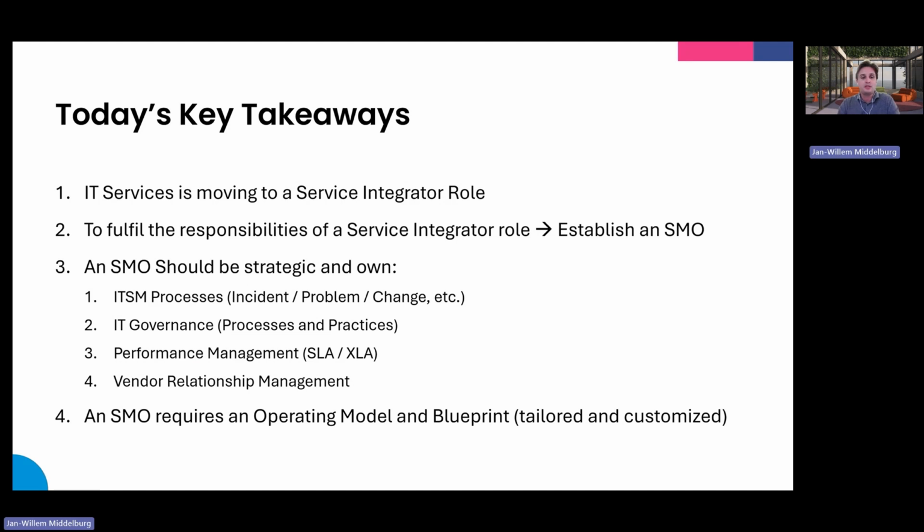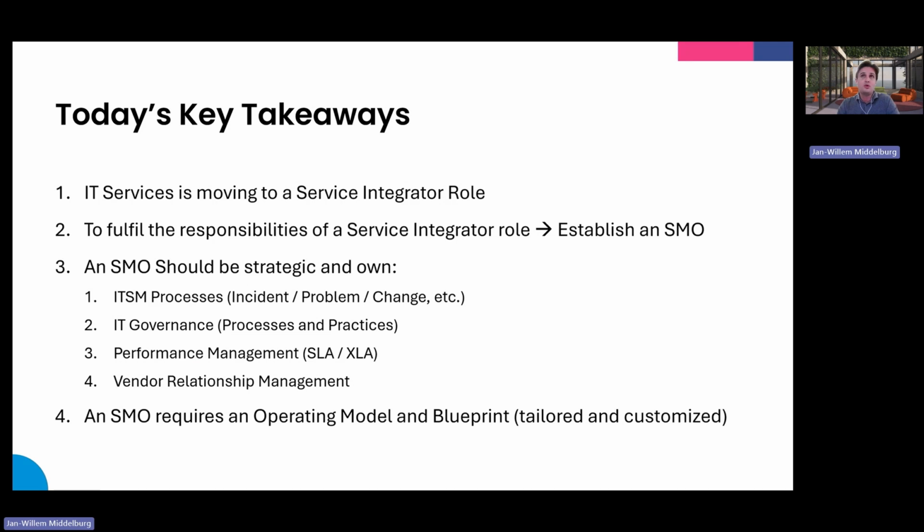As such, an SMO should be strategic, and it should have ownership, first and foremost, over the ITSM processes that have been selected and that need to be coordinated. Here, think about the standard ITIL processes, incident, problem, change, and there's many, many more that need an owner. And the SMO is the primary location and place where that ownership and accountability can be placed.